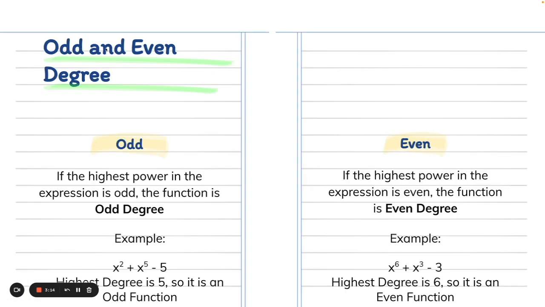There are two types, odd and even degree. In order to identify an odd degree, we have to look at the highest degree and see whether it is odd or even. For this example, 2x to the power of 2 plus x to the power of 5 minus 5, the highest degree is 5, so it is an odd degree function. In this case, for an even degree, we look at the highest degree and see if it's an even number or odd number. Here it is 6, and it is an even degree.